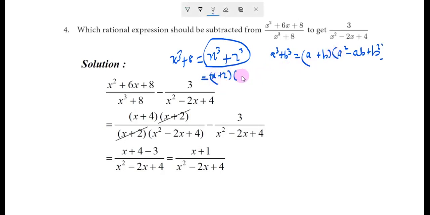into a square, so x square, minus ab, so x into 2, so I take 2x, plus b square, so 2 square, this is 4. Understood? So that is (x plus 2) into (x square minus 2x plus 4) minus 3 by x square minus 2x plus 4. Now look, x plus 2 common.